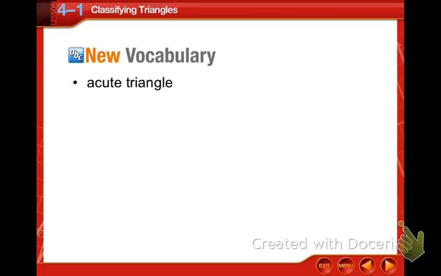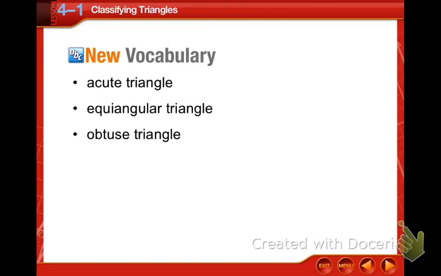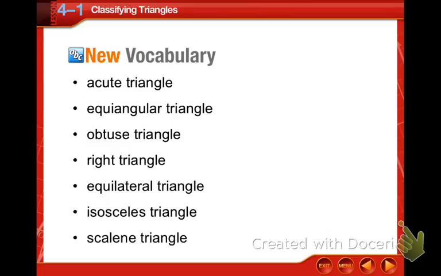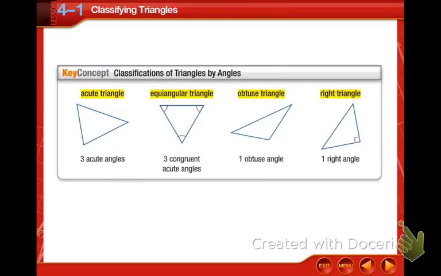So our vocab for today, all the different types of triangles: acute triangle, equiangular triangle, obtuse triangle, right, equilateral, isosceles, and scalene. So here are the four triangles that are classified by their angles. It's going to be acute triangles, equiangular triangles, which are also acute triangles because they do have three acute angles, but it's a special case where they're all the same. An obtuse triangle, and then a right triangle.